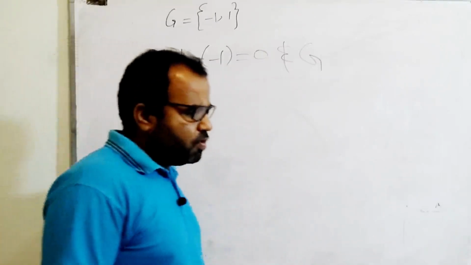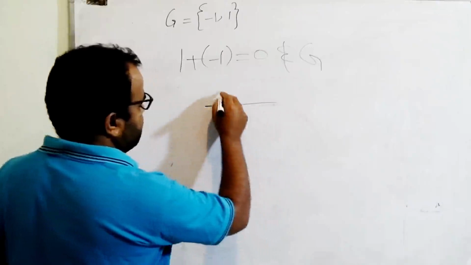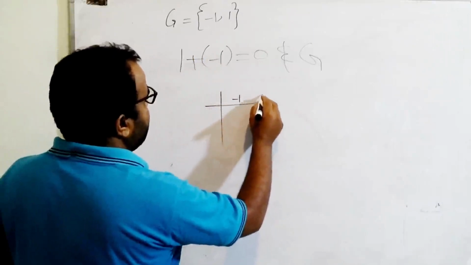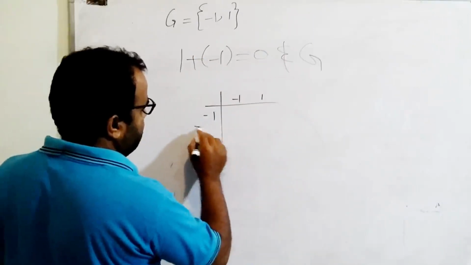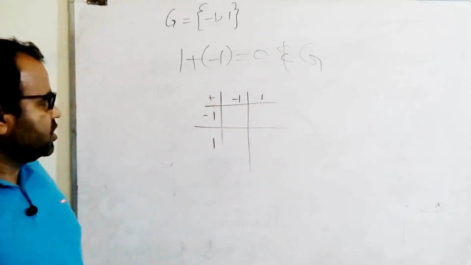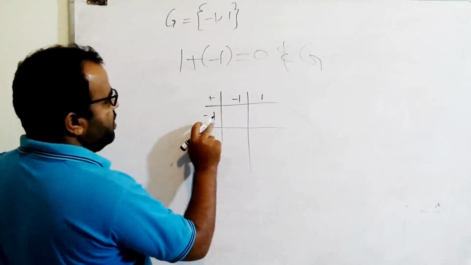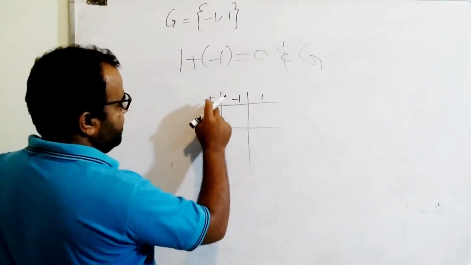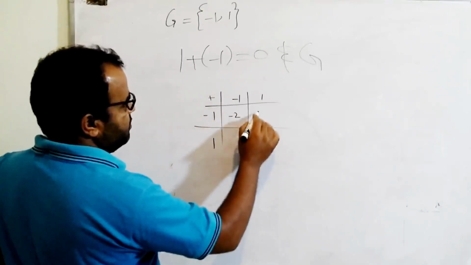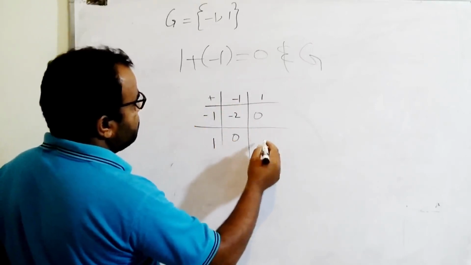multiplication. Here also you can write the table. How will you draw the table? You will write the elements horizontally and vertically: -1 and 1, -1 and 1. Just like here our binary operation is addition. So you can see, under addition, -1 plus 1 is 0, -1 plus -1 is -2, 1 plus -1 is 0, 1 plus 1 is 2.